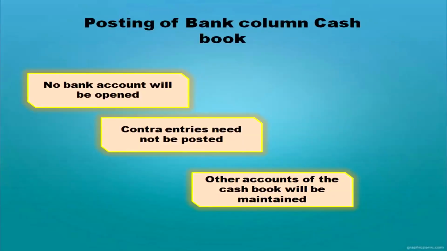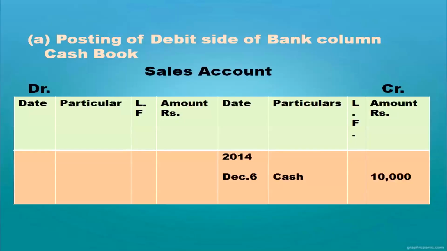Posting of the bank column, cash book. No bank account will be opened. Contra entries need not be posted. Other accounts of the cash book will be maintained. Posting of the debit side of the bank column, cash book: Sales account, you will write on the credit side by cash, date and amount in the respective columns.